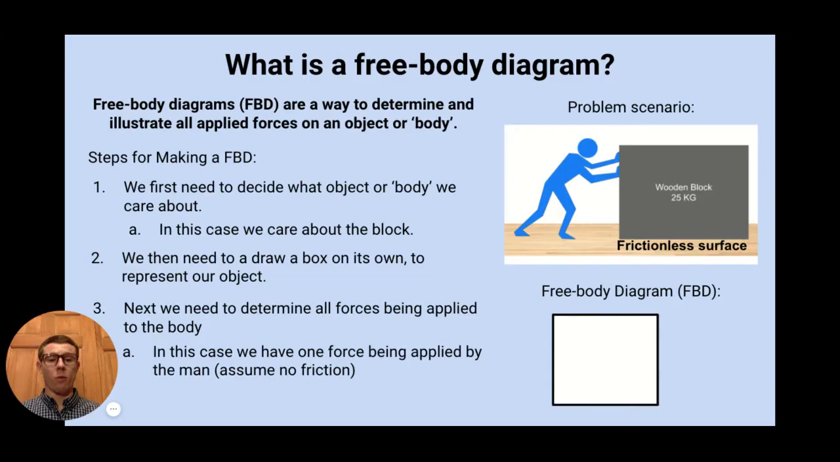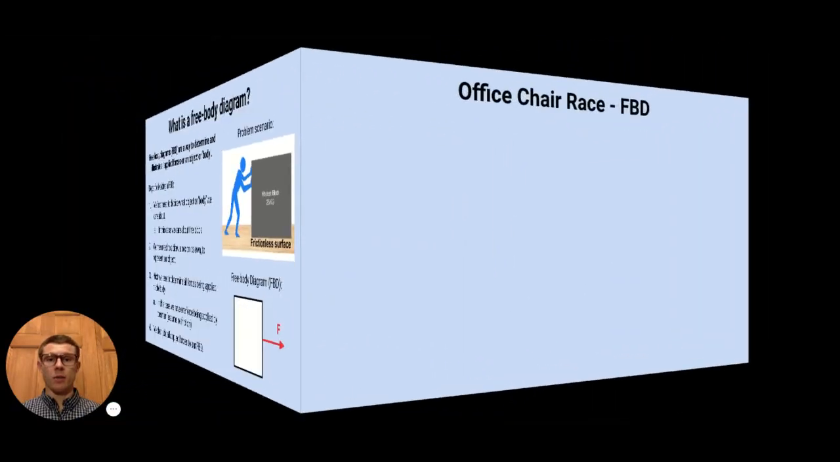So in this case, we have one man on the left exerting a force on the block to the right. So we're going to add that arrow in onto the right. Note that the force vector arrow goes off of our box that we drew, and we write an F right above it to represent that there is a force acting right there. So let's go on and do a couple of examples of making free body diagrams.